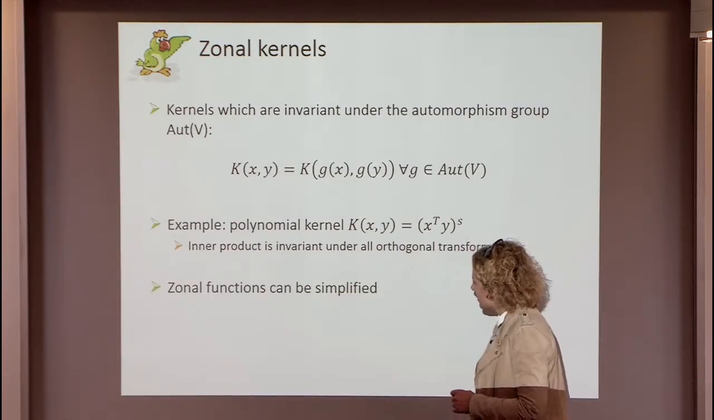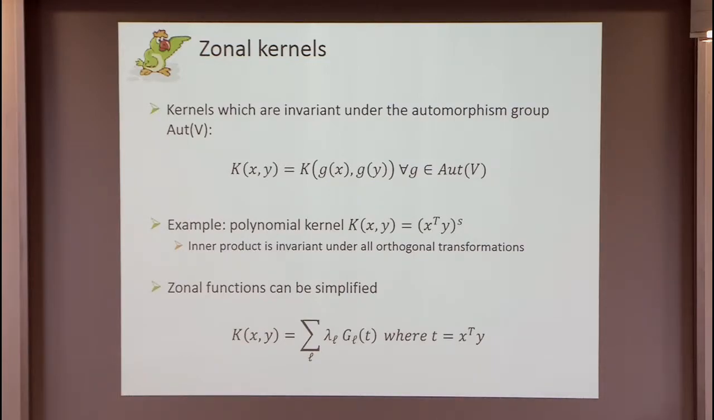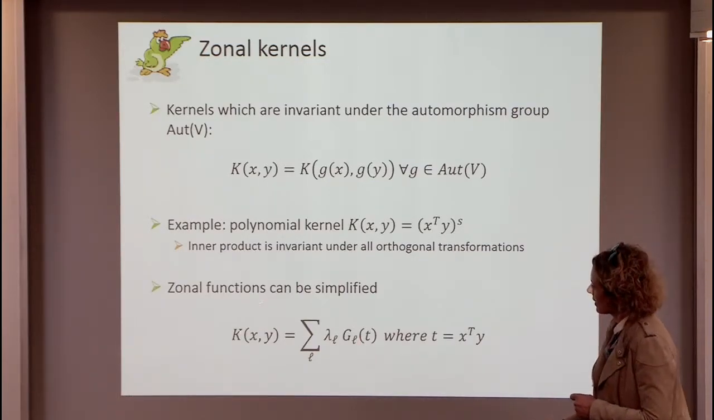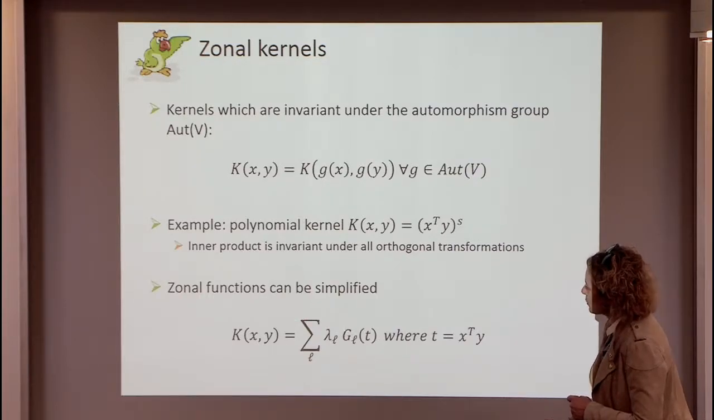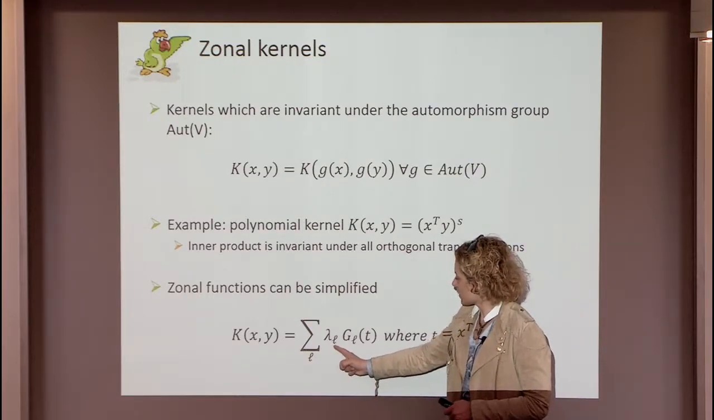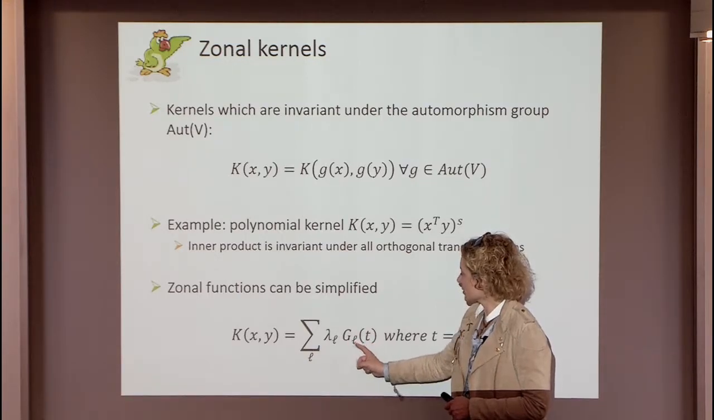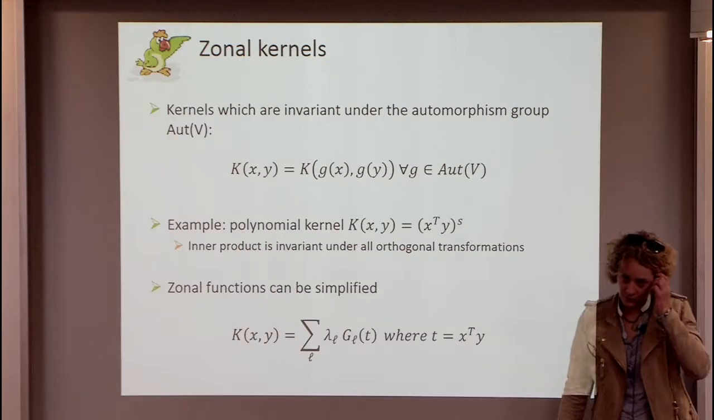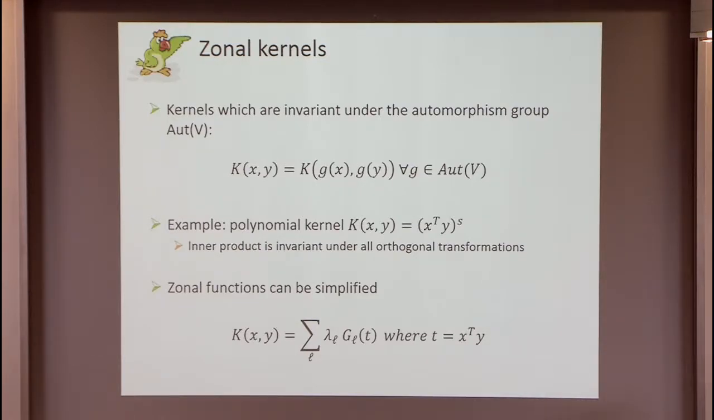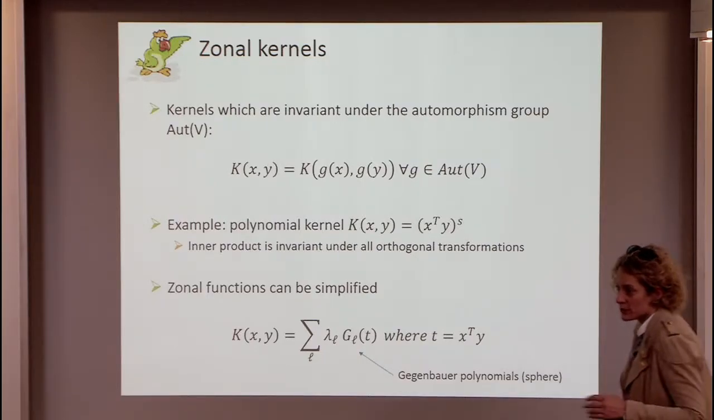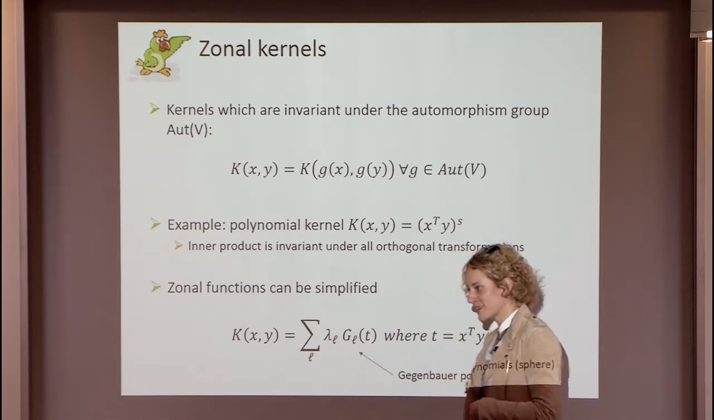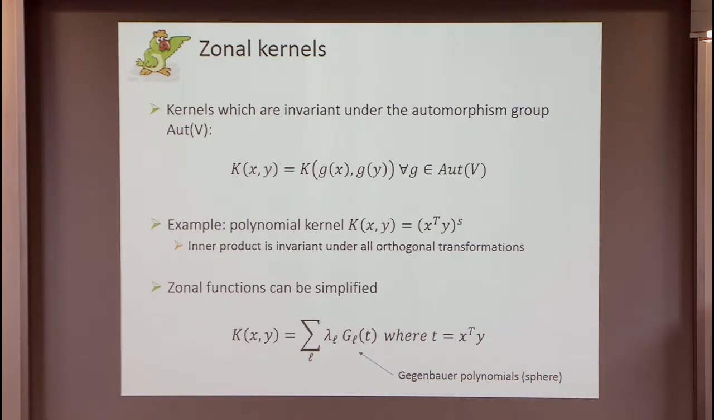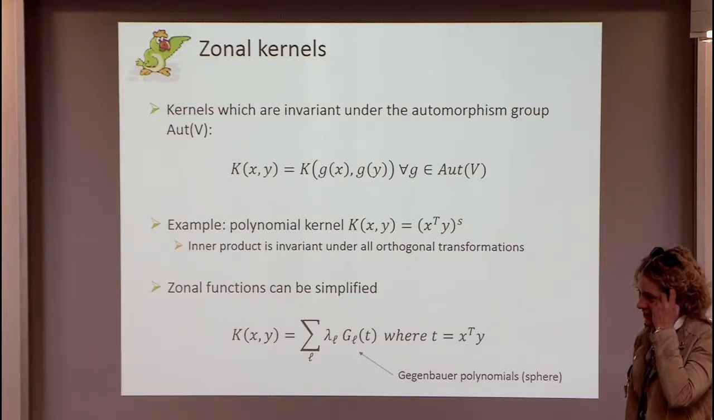The zonal functions can be simplified. You can read all about it in Frank's survey, that one can write them out in terms of so-called Gegenbauer polynomials. So here again are the eigenvalues, but instead of writing r's here, I'm writing a Gegenbauer polynomial, where this t depends only on the inner product between x and y. For the sphere, these are the Gegenbauer polynomials. For the Boolean cube, these are the Krawtchouk polynomials. And there are all kinds of other orthogonal polynomials, Jacobi polynomials for complex projective spaces, and so on.